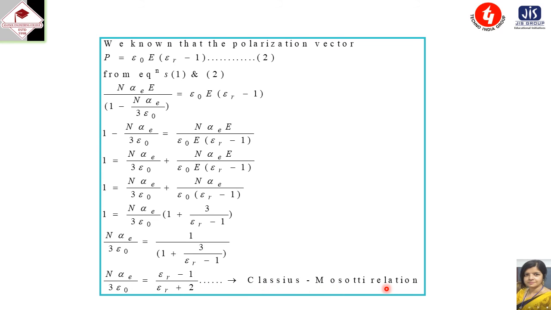This Clausius-Mossotti relation expresses the dielectric constant, that is the relative permittivity epsilon_r of a material, in terms of the electronic polarizability alpha_e of the material. Here N is the number density of the molecules, that is number per cubic meter, epsilon_r is the relative dielectric permittivity or dielectric constant, and epsilon 0 is the permittivity of vacuum. So this is the Clausius-Mossotti relation.